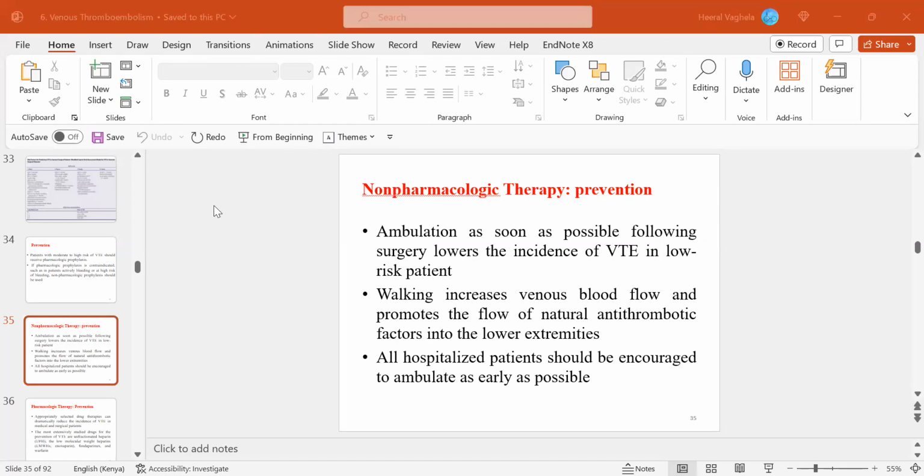What would be the therapy for DVT or pulmonary embolism? Since we know what has been caused, what causes DVT or PE?